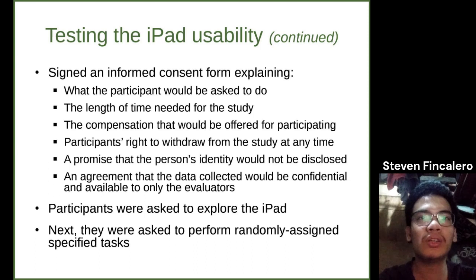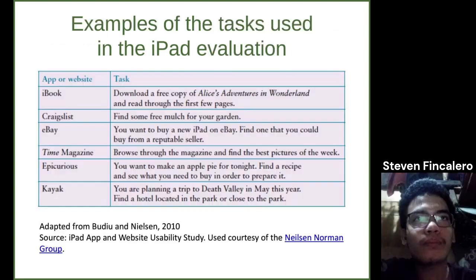For this task, the researchers took care to balance the presentation order so that the app would be the first presented for some participants and the website would be first presented for others. More than 60 tasks were chosen from the 13 different sites.